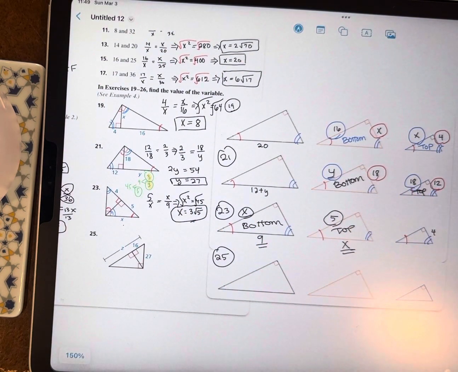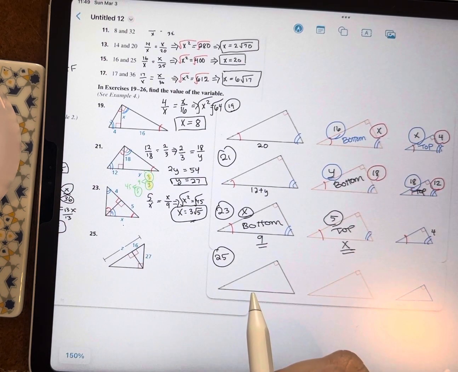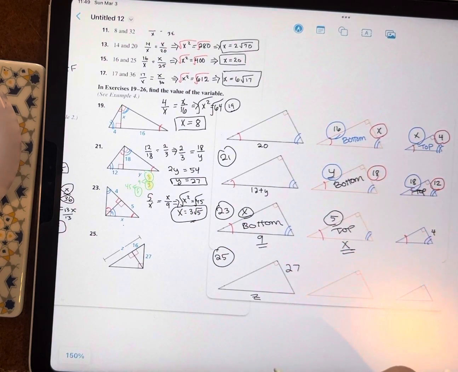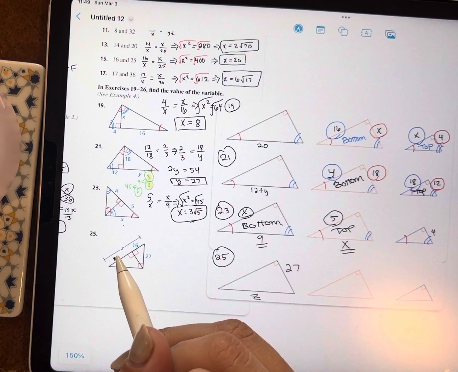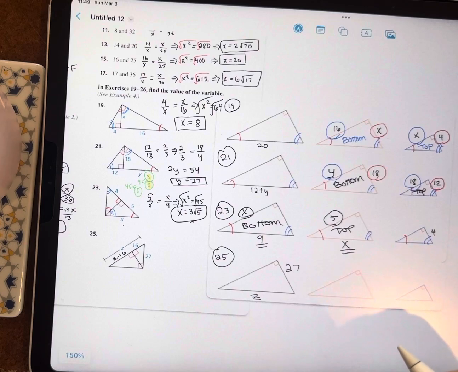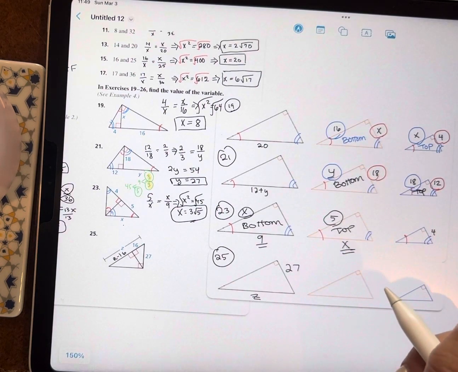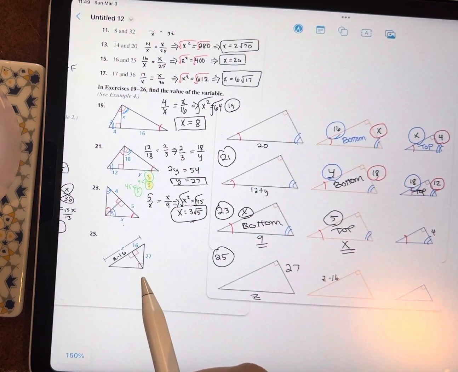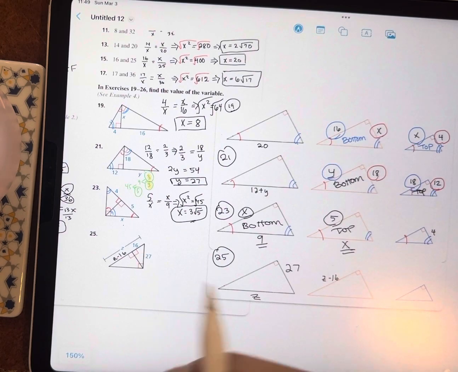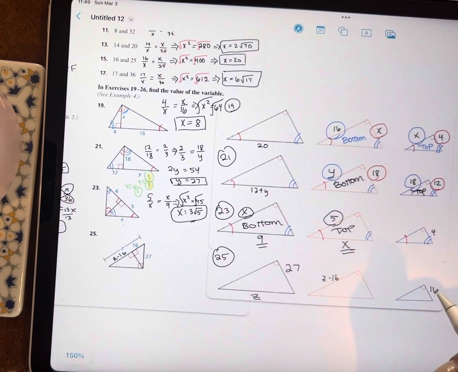Okay, last but not least, on this one, the hypotenuse of the large one is z. The short leg of the large one is 27. Okay, medium triangle, we know almost nothing about it. I mean, we can figure out that this is z minus 16. And that is the long leg. And then we know here that the short leg is 16. And the hypotenuse is 27.